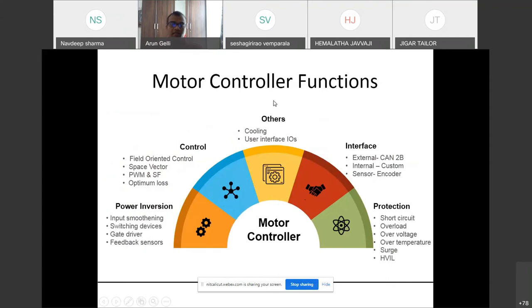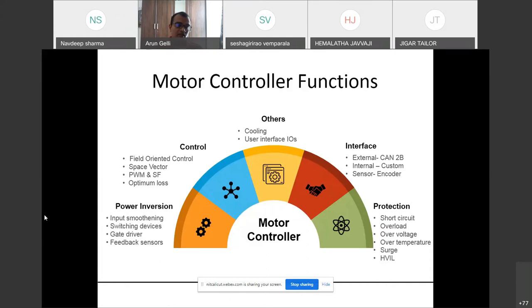So let's look at the various functionalities of the motor controller. The major objective is power inversion. You need to invert the DC power from the battery to AC power for the permanent magnet machines or induction machines. That's the main functionality, under which you have input smoothening by your capacitors, and then you normally have switching devices that are used for this power inversion, which we will go into in detail in the later part of the presentation.